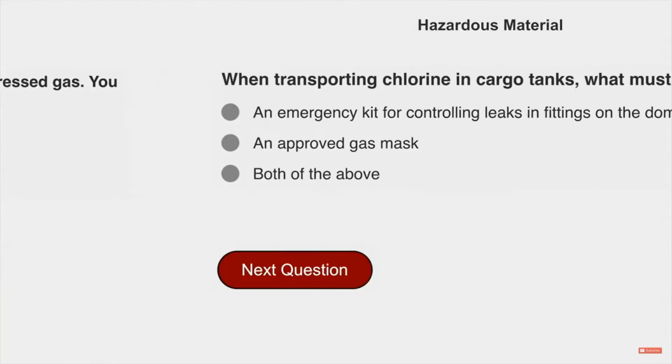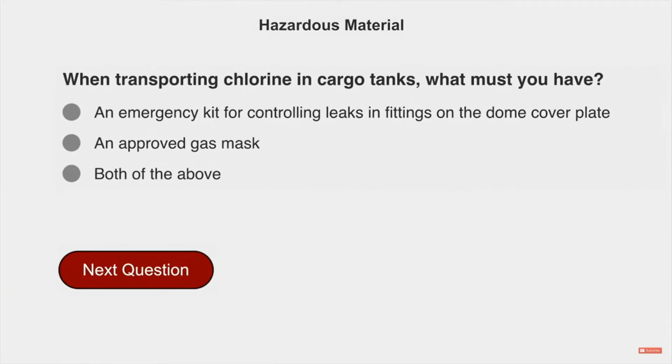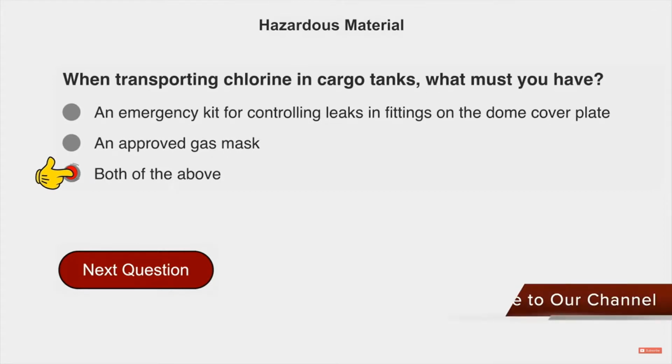You have a vehicle without racks to hold cylinders or compressed gas. You may load such cylinders only if they are loaded upright or lying down flat and braced. When transporting chlorine in cargo tanks, what must you have? Both of the above. An emergency kit for controlling leaks and fittings on the dome cover plate, and an approved gas mask.